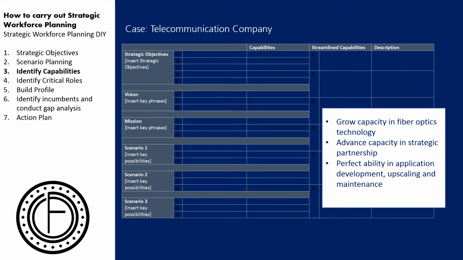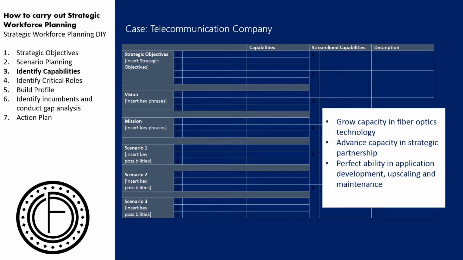Now, when you have this sundry list of capabilities, you need to look at them and see how you can streamline them. Because there's a possibility whereby you have repetition of capabilities across all of these divides. So you need to streamline these capabilities. Also, while you're streamlining the capabilities, these capabilities need to be defined for ease of understanding.